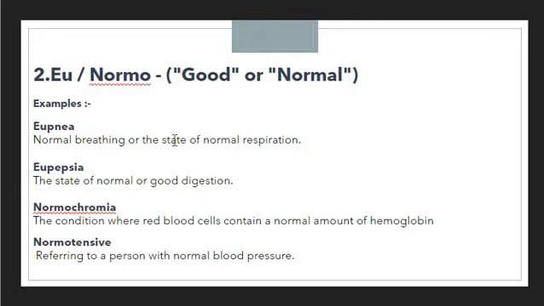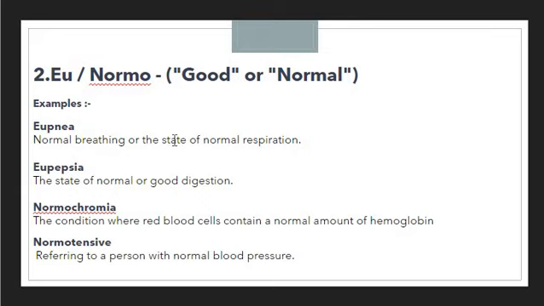Then we saw two examples for eu. Now we will discuss normo. You can see normochromia, the condition where red blood cells contain a normal amount of hemoglobin.